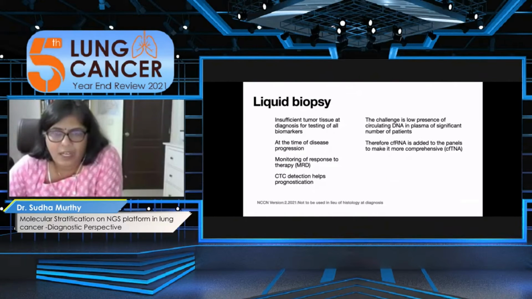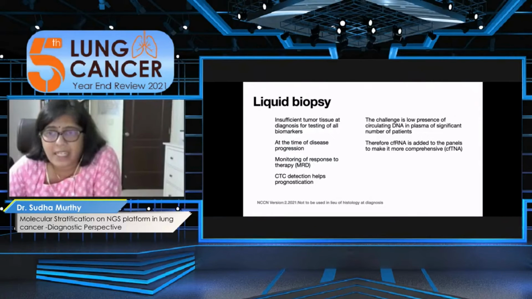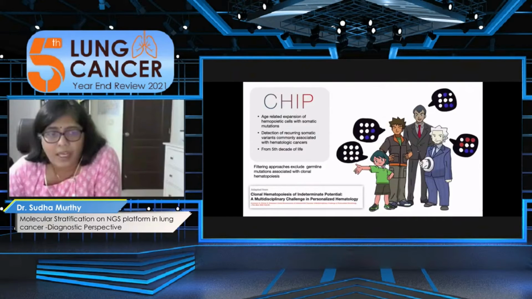And therefore, the challenge is low presence of circulating DNA, especially in early cases, and therefore cell-free DNA, that is a total nucleic acid, which includes DNA and RNA, are recommended. CHIP is one thing which we have to be wary about when we are handling liquid biopsies. CHIP is nothing but clonal hematopoiesis of indeterminate potential.